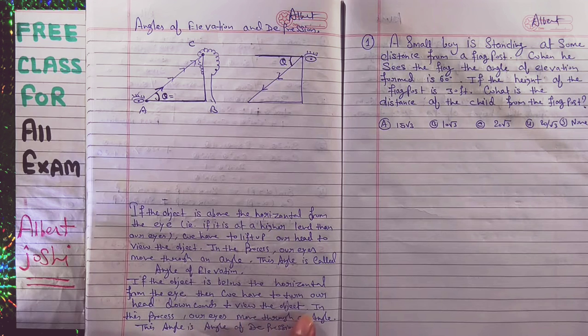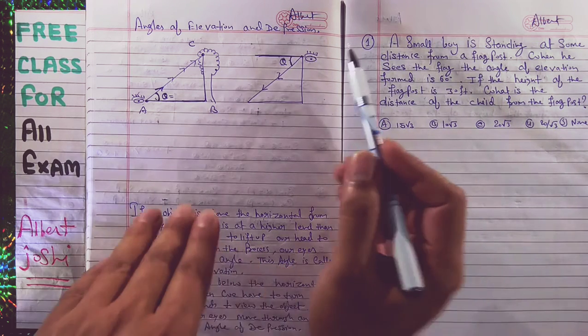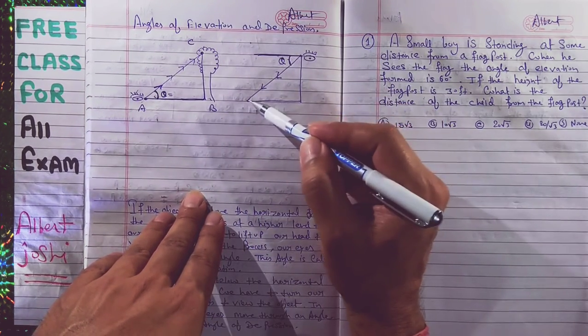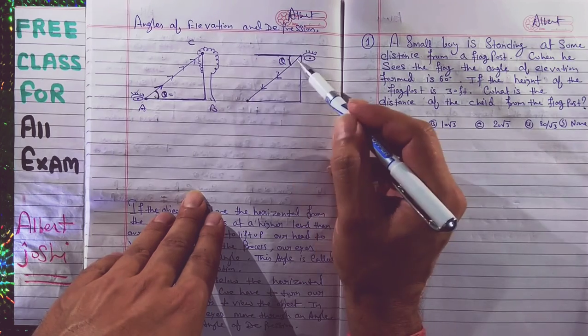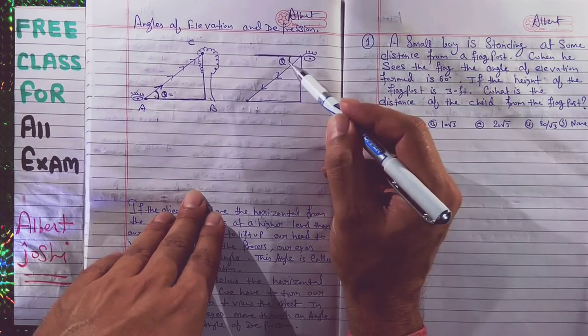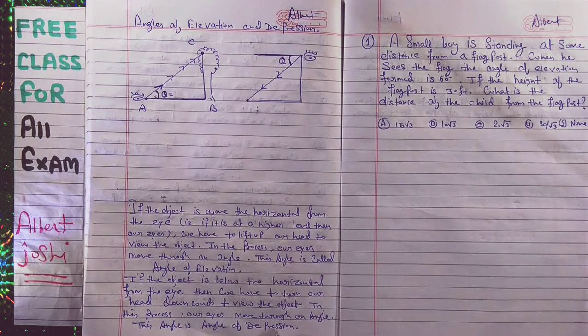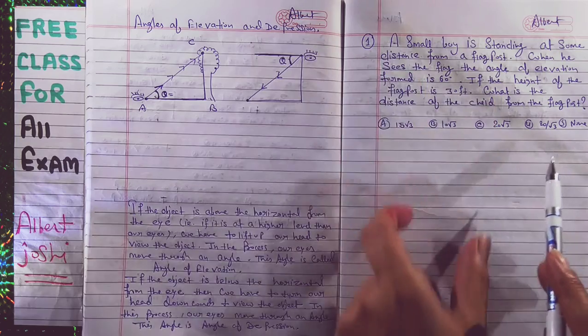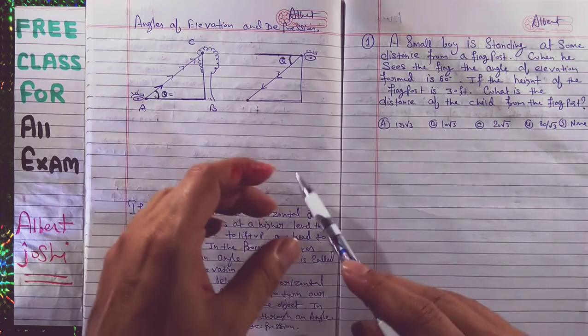If the object is below the horizontal from the eye, then we have to turn our head downwards to view the object. In this process, our eyes move through an angle. This angle is called the depression. With the horizontal axis, the θ it makes, if the object is below your eyes, is called the angle of depression. We will explain these problems with some examples.